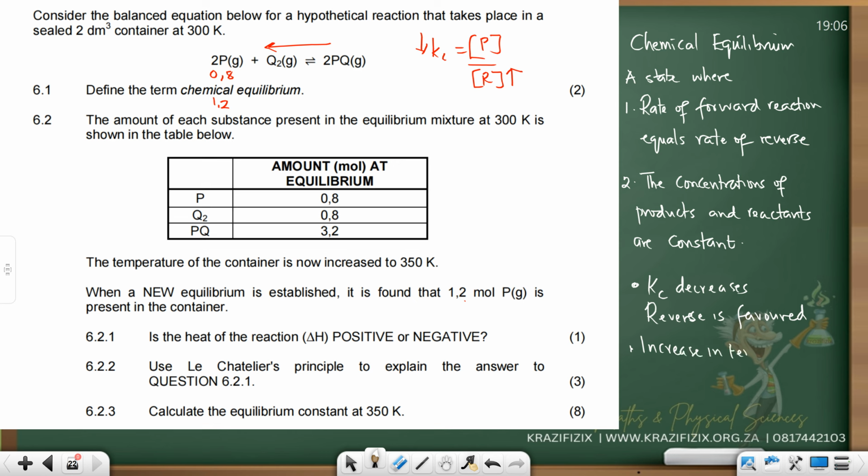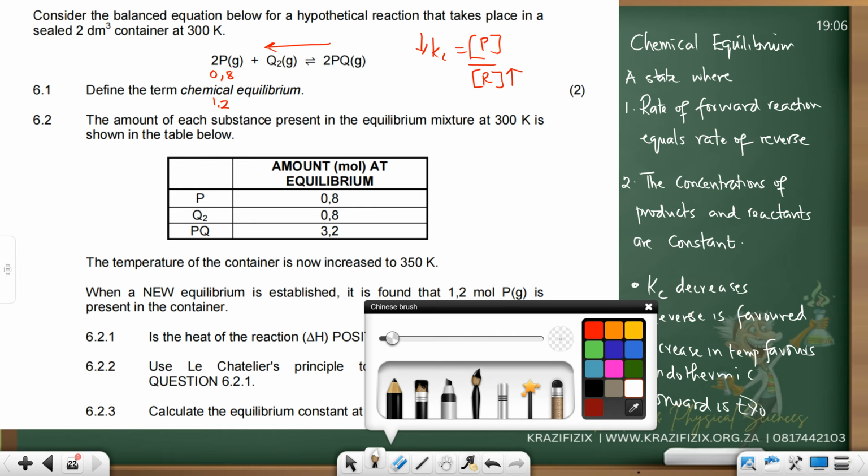Increase in temperature favors the endo. Look, we have used favored twice. Which reaction was favored? The reverse. Which reaction is favored? Endo. So what are we saying? The endo is the reverse, which means the forward is exothermic. And if the forward is exothermic, what is delta H?